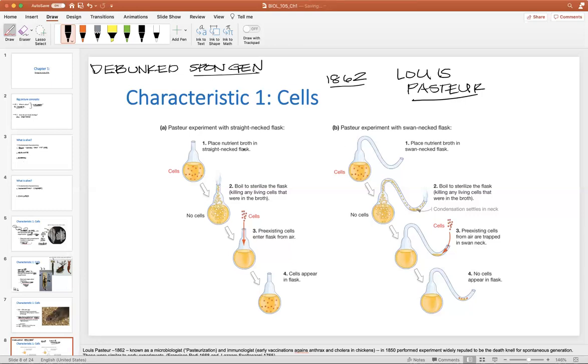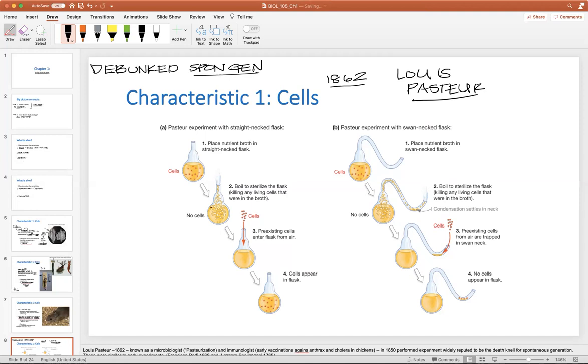So the first thing he did was he took some broth, like basically chicken broth, right? This is actually really good for growing bacteria. Any broths, like if you ever take microbiology, you will use a series of broths to culture your bacteria. So be very careful when you're using broth at home. You want to definitely store it appropriately. So he took some nutrient broth and he put it in a glass flask and he boiled it. That killed any cells that were present in this broth, right?